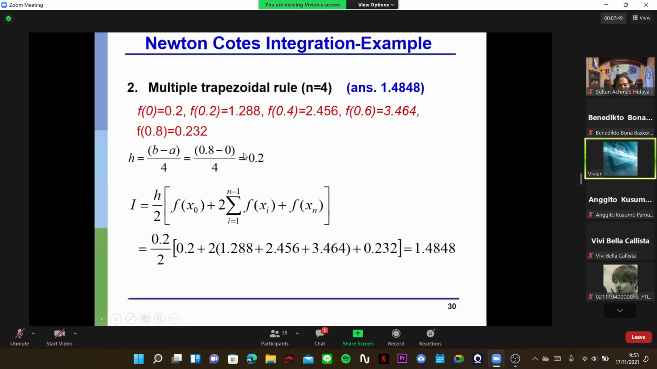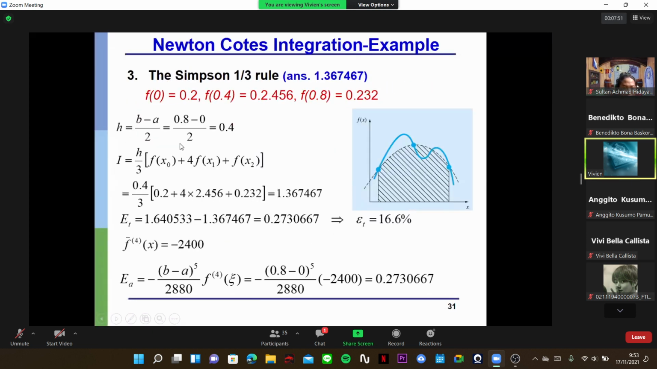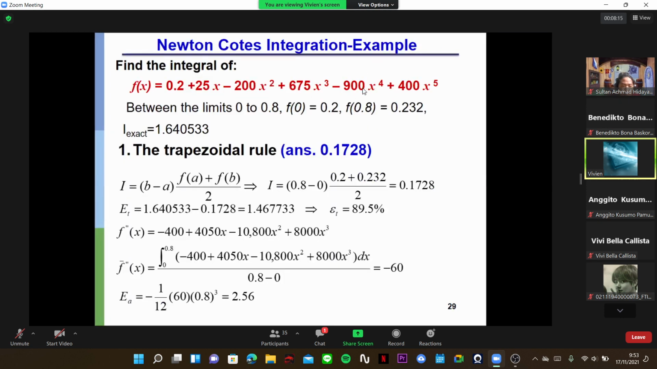Okay, so the question is about the Simpson 1/3 rule, the third method here. To find the value of the fourth derivative, it means that we have to find the derivative of the equations, the fourth derivative. If we look at here, we have these equations, so we can find the first derivative, that will be 25 minus 400.